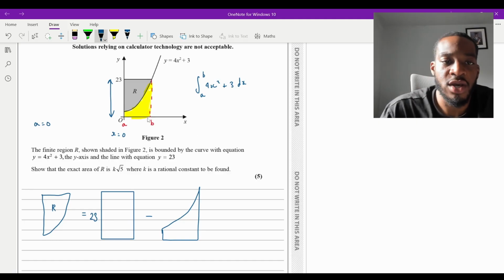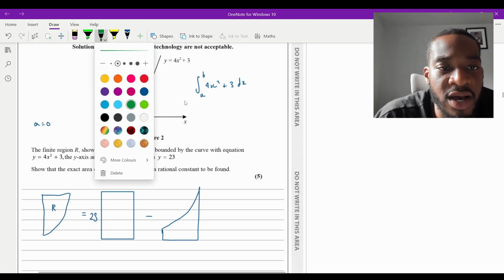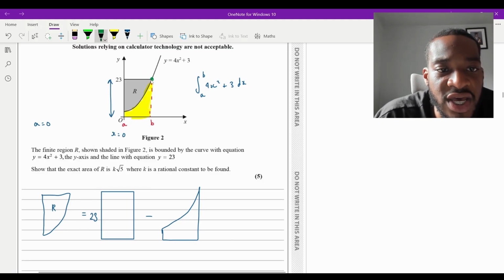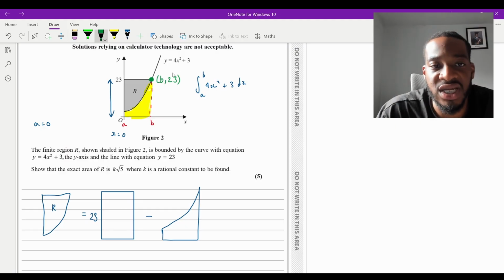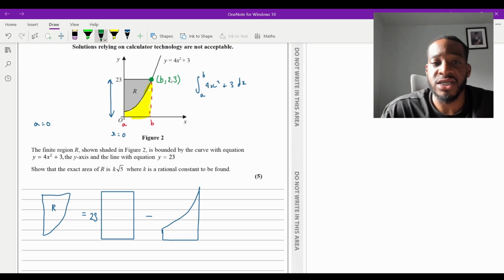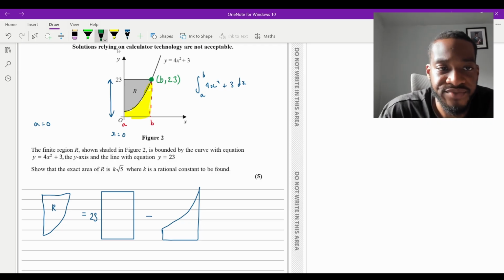Now, what is B equal to? Well, if you look at B, we can see that there is a coordinate here, and that's going to be B, and it's going to be 23, isn't it? And that passes through our curve, y equals 4x squared plus 3. So what I can do is punch this into the formula, and then rearrange to figure out what B is, which is going to be our upper limit.